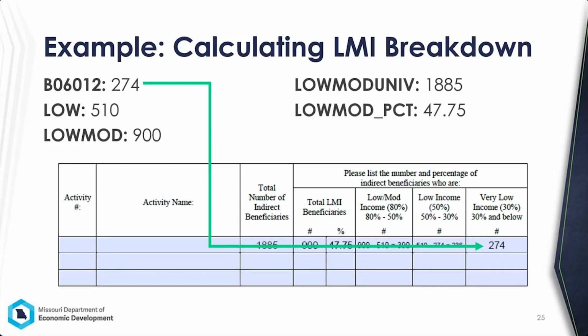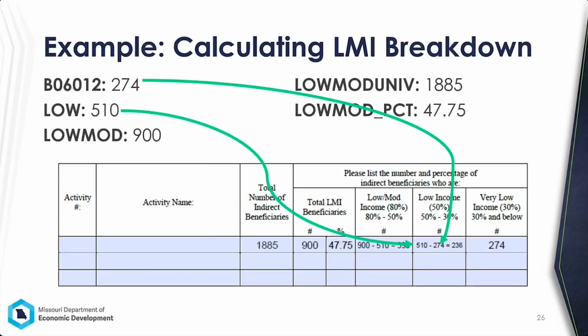We've already used the poverty data from Table B06012 to fill in the very low income category on Form 2. Recall that the low income number from the HUD LMI data includes all persons with income below 50% AMI, but Closeout Form 2 asks for the number of persons with income between 30 and 50% AMI. In order to determine the low income range for Form 2, we subtract Table B06012's very low income number from HUD's low income number. So we have 510 minus 274, which gives us 236 low-income beneficiaries.